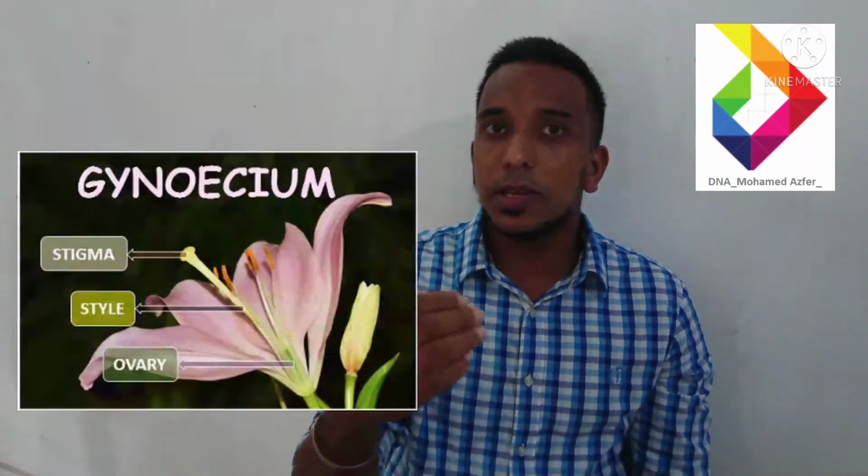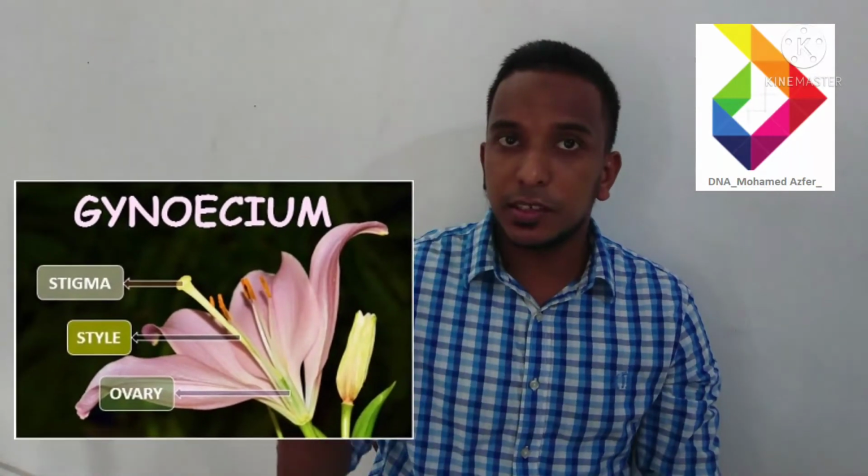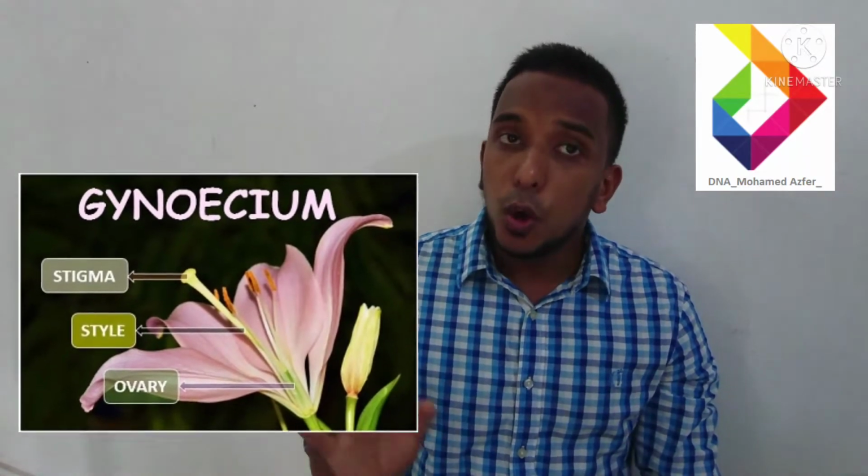Okay, let's go to page number 15. There you go. It's called the gynoecium. The gynoecium is the female part of the flower. It has three parts. The gynoecium consists of three parts: the stigma, style, and the ovary. You can see it in this image, the stigma, style, and the ovary.